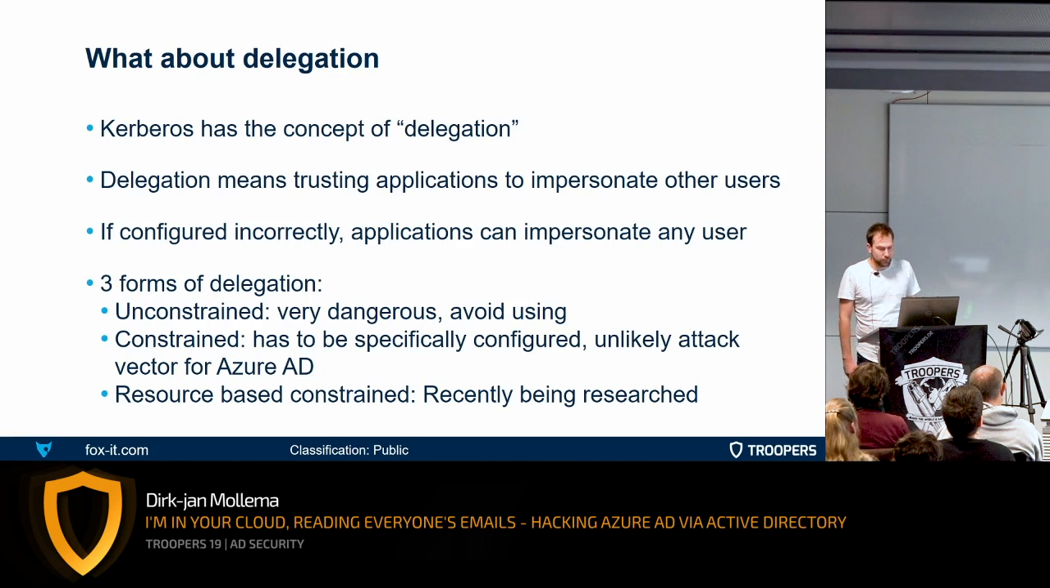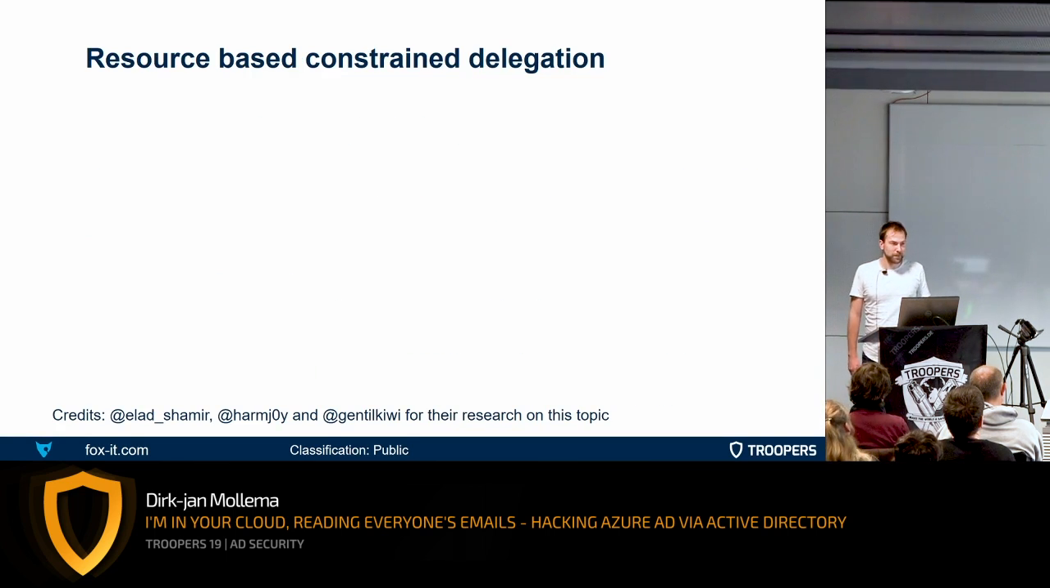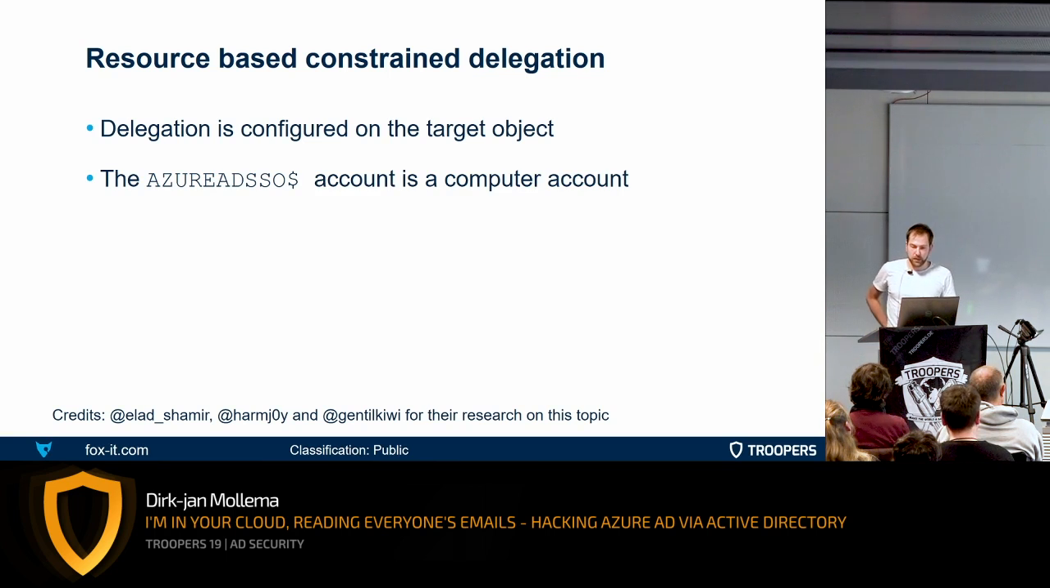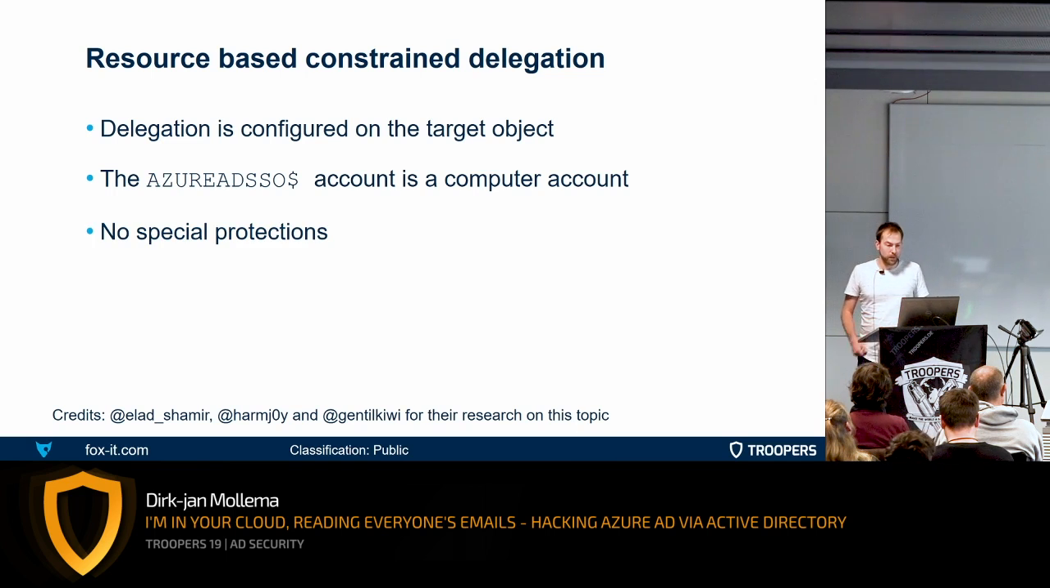There's, however, a third one, which has recently been gaining some traction, called resource-based constrained delegation. Long words. What it means is the delegation is configured on the target object. So you have all kinds of objects in Active Directory, like users and computers, and if you can modify that object and say, okay, these users are allowed to delegate Kerberos tickets and thus impersonate any user while connecting to this service. The Azure AD SSO account is a computer account, which can probably be managed by a lot of people in the organization, because it doesn't have any special protections.